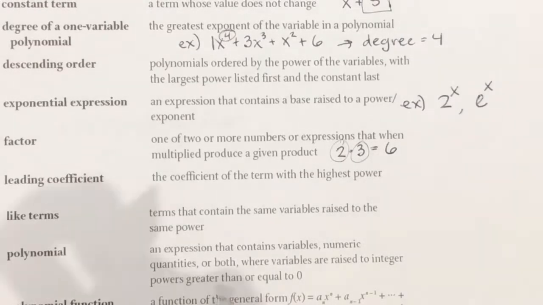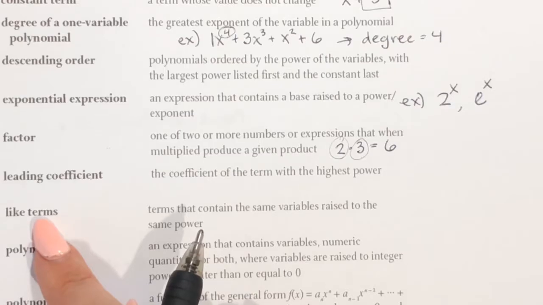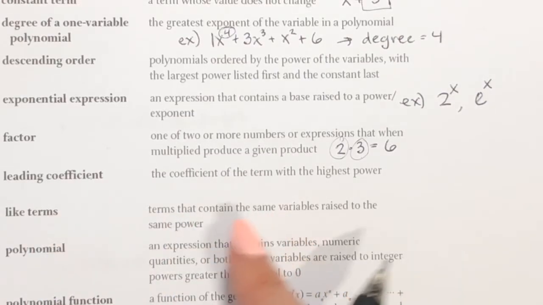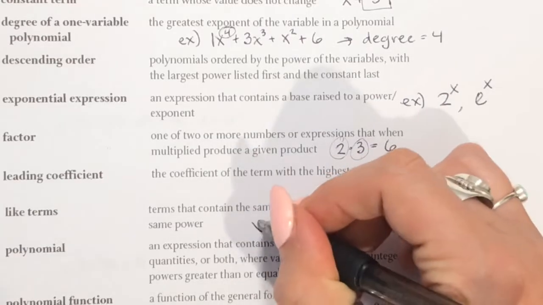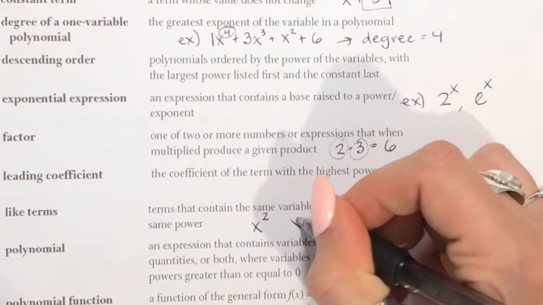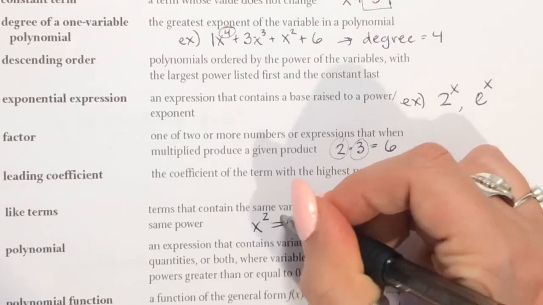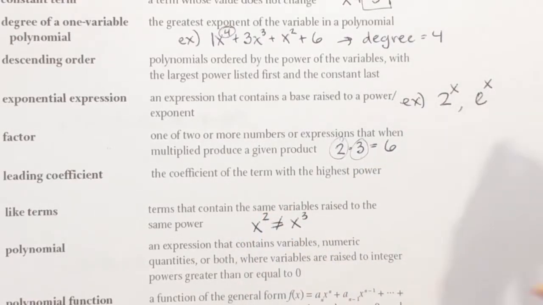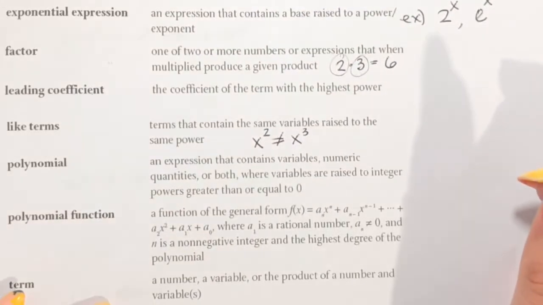So that leading coefficient would be a 1 for that polynomial. Okay, like terms, this might be a good review. Like terms are terms that have the same variable and the same power. So like x squared and x cubed, they are not the same. So they have to have the same variable and same exponent. So when you're looking for those like terms, make sure you're looking for both of those things.